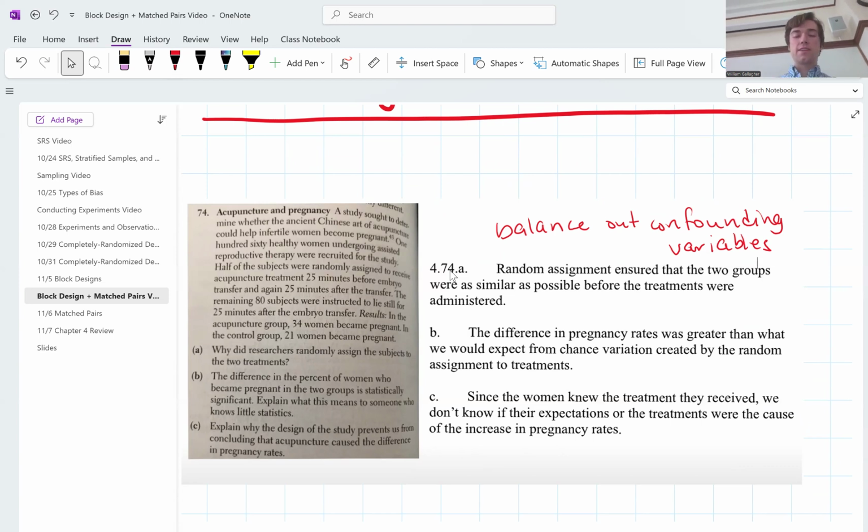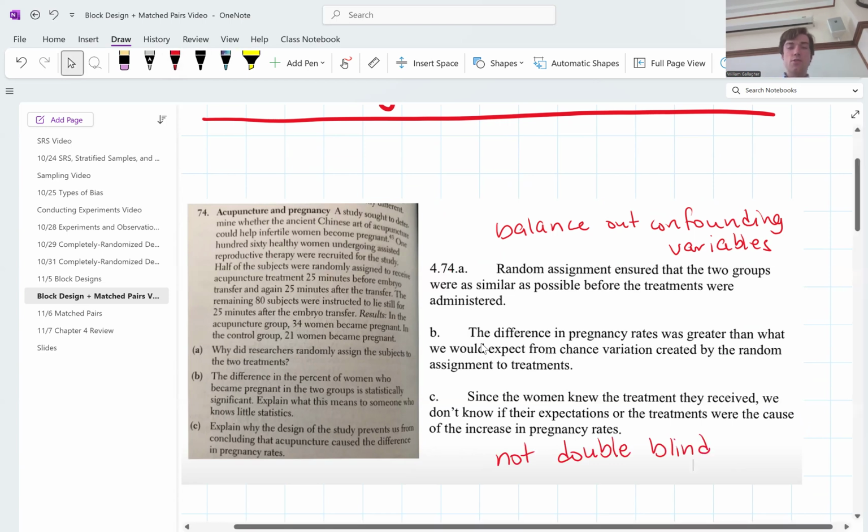I think the real takeaway here is that it's not double blind. Okay, it's not a double blind experiment. They did know the treatment that they were getting.